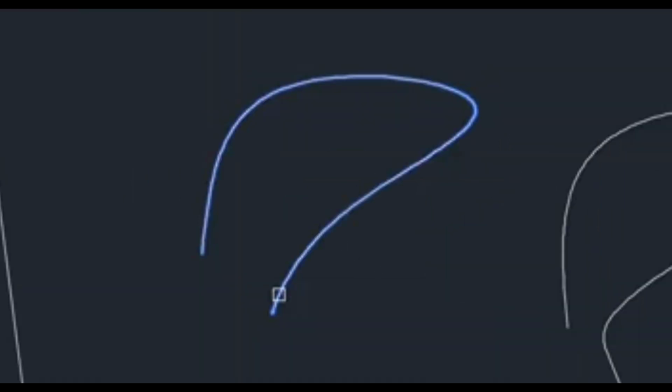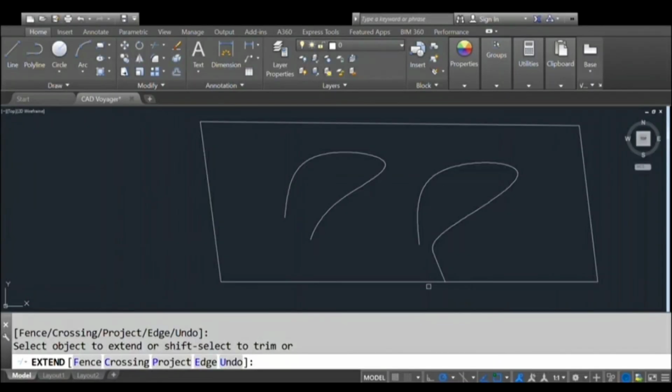While extending the spline without tangency, it goes in the same direction. But while extending the spline with tangency, it is not going in a straight line. If we zoom it, we can see the difference. So this is the use of the tangency.